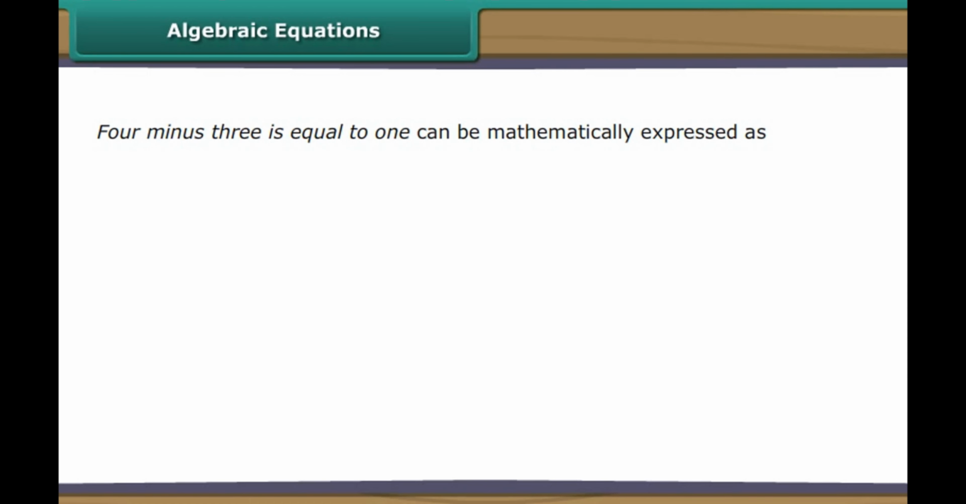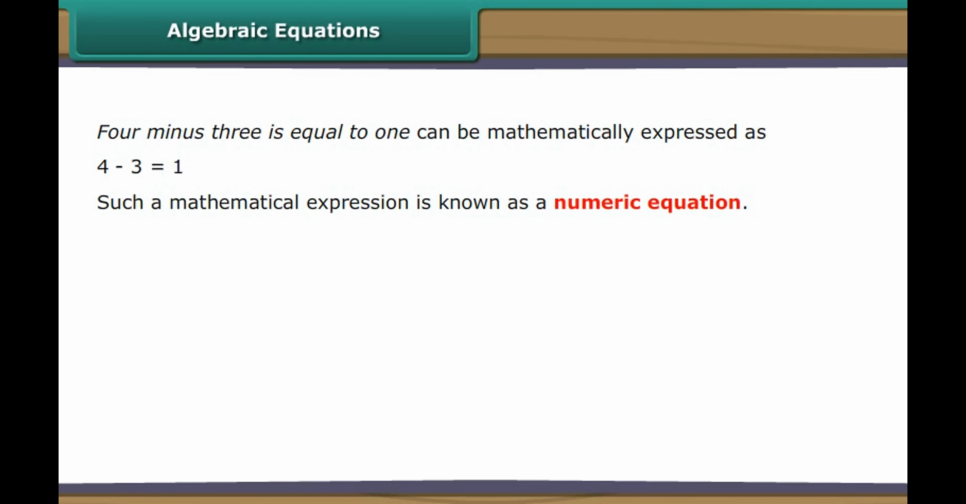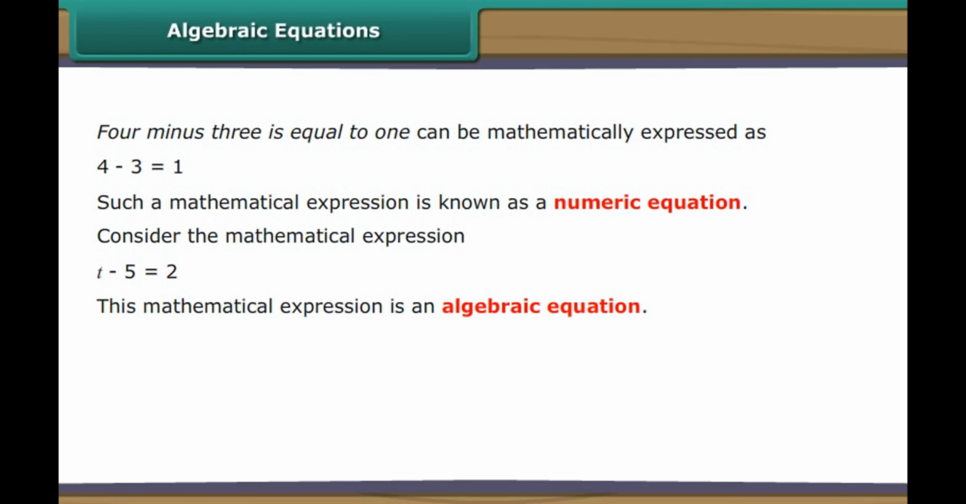Algebraic equations. Consider a statement like this: 4 minus 3 is equal to 1. It can be mathematically expressed as 4 minus 3 = 1. Such a mathematical expression is known as a numeric equation. Now consider the mathematical expression t minus 5 is equal to 2. This mathematical expression is an algebraic equation. An algebraic equation has one or more variables.